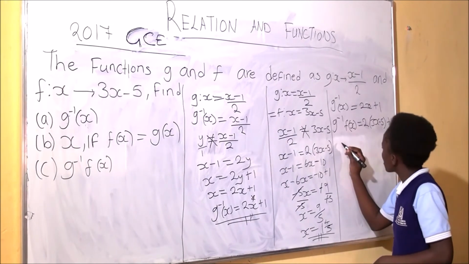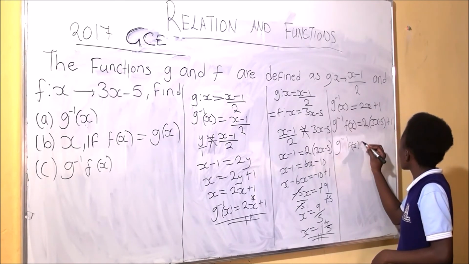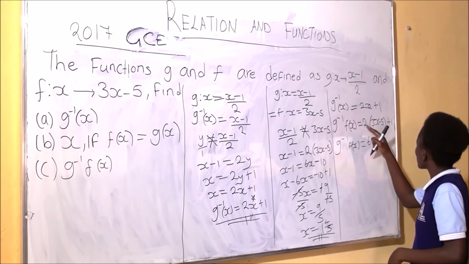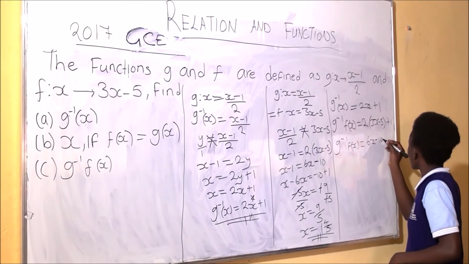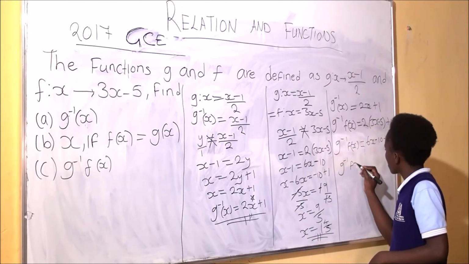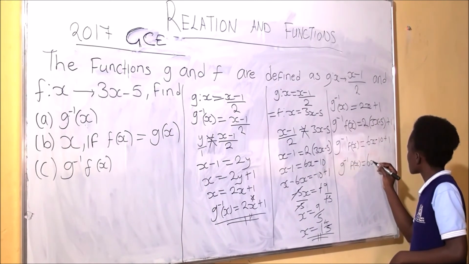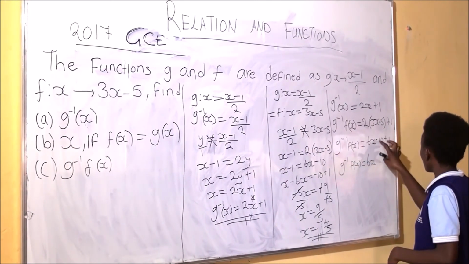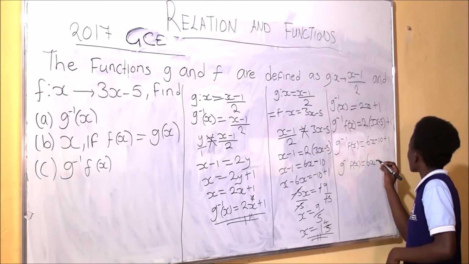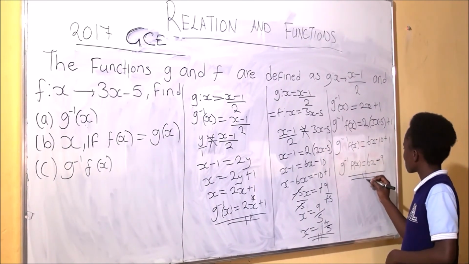close bracket, plus 1. Then our g inverse of f of x is equal to 2 times 3, we have our 6x, then 2 times 5, we have negative 10 plus 1. Then g inverse of f of x is equal to, we bring our 6x down because it's a like term to these two. So negative 10 plus 1, which will be negative 9. Then we found our g inverse of f of x.